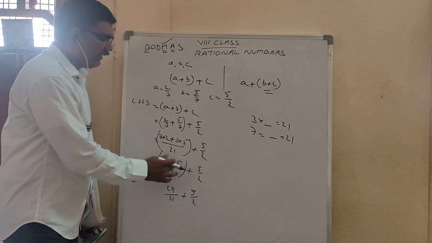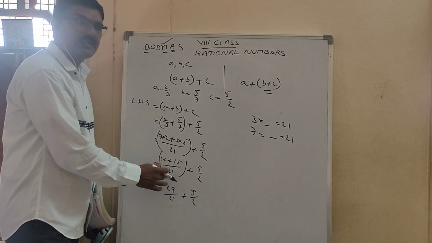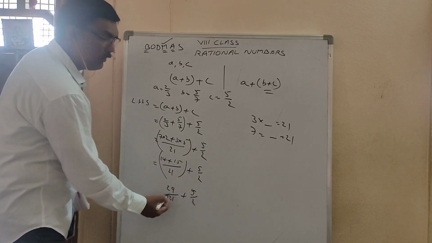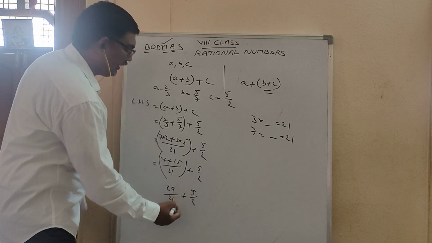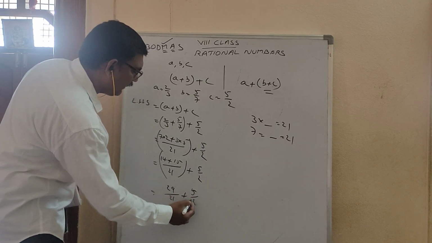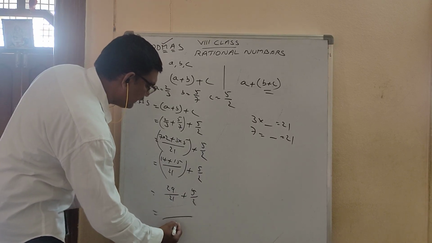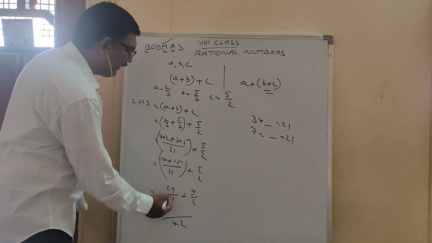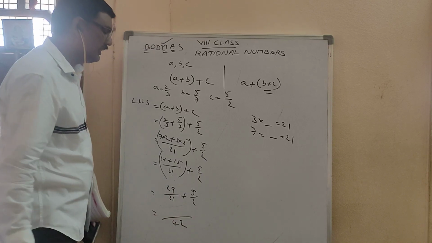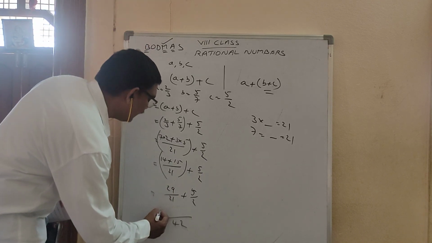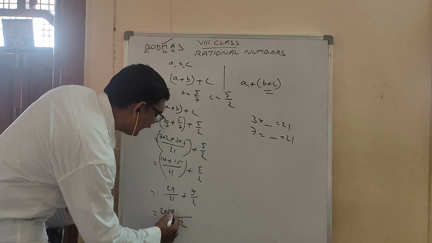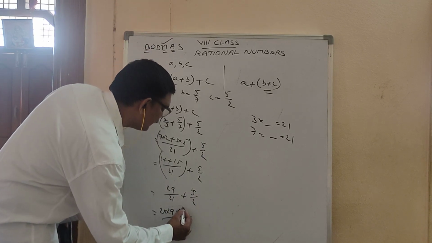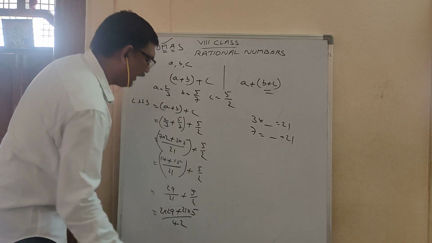Here, again what do you have? Fractions. Means you have to do addition. What is there in the denominator here? 21. What is there in the denominator here? 2. For 21 and 2, the LCM is 42. Then 21, how many times will it go in this? Means 2 times. That 2 into 29. Plus, 2 how many times will it go? Means 21 times. 21 into 5.